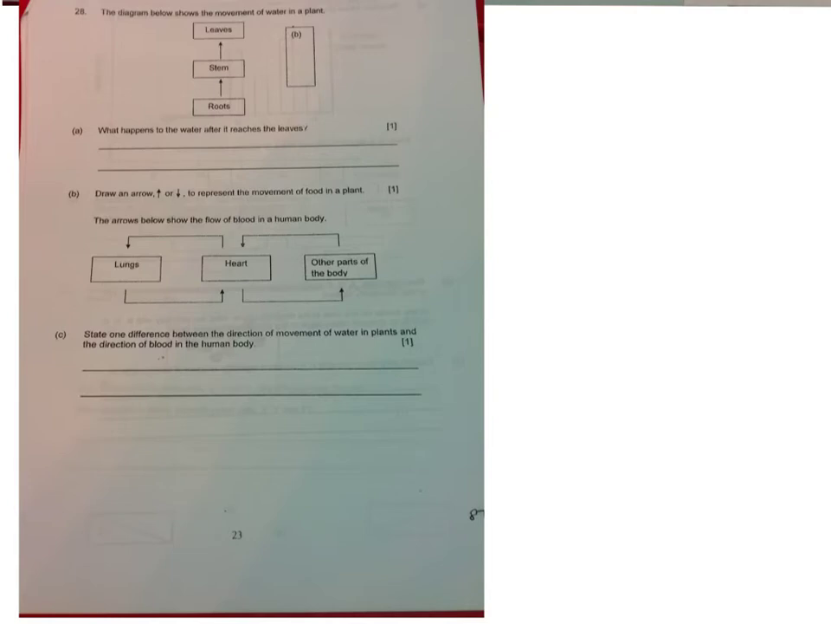The diagram shows the movement of water in the plant. What happens to the water after it reaches the leaves? So the water will be absorbed by the roots and then brought up all the way to the leaf. So what happens to it? Water is used by plants to make food. Because in the process of photosynthesis, you need carbon dioxide, you need water, and sunlight to make food.